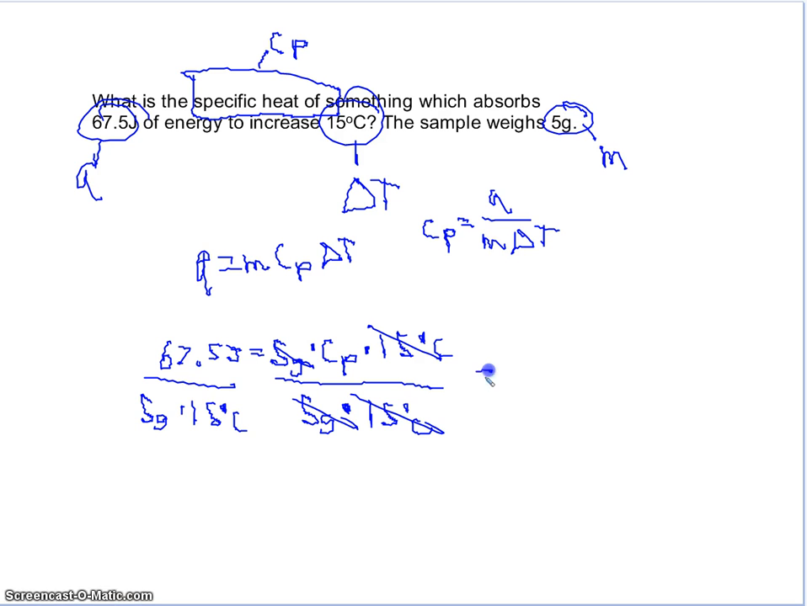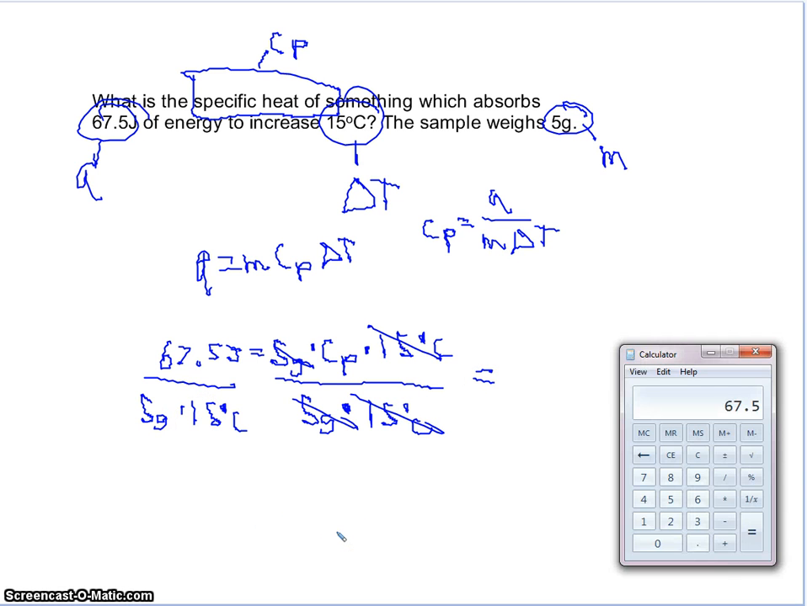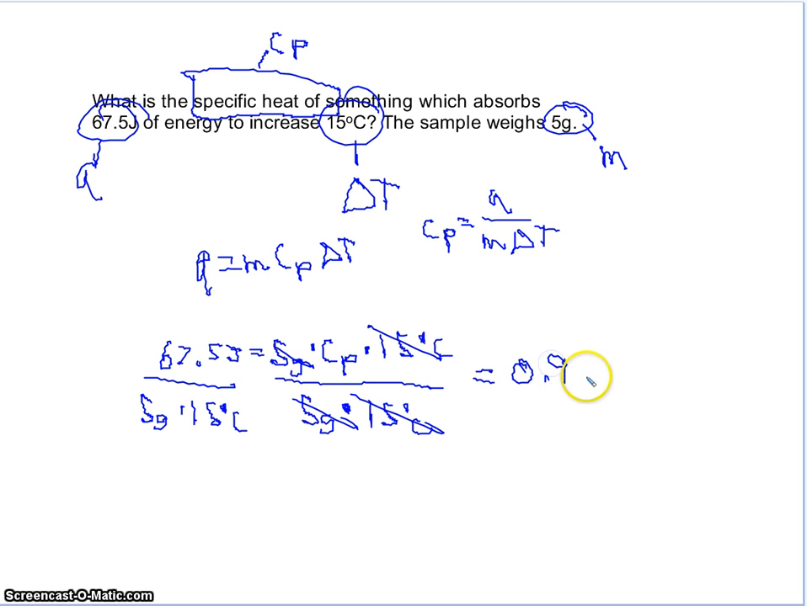I don't know. So now we have 5 times 15. I'm too lazy. 5 times 15. 75. So then we have 67.5 divided by 75 gives us 0.9. So this is 0.9, and the units are joules per gram degrees C.